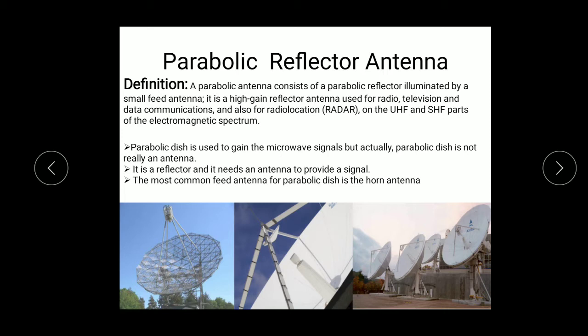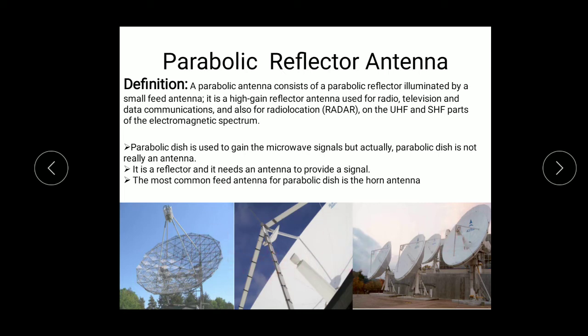Basically, the parabolic reflector antenna is used for long distance communications such as satellite communications and telecommunications. Also it is used for the dish TV antenna, the dish antenna basically. So this is an example of the reflector antenna. These are weather forecasting antennas, or satellite communication antennas.